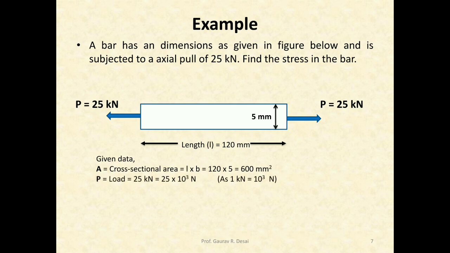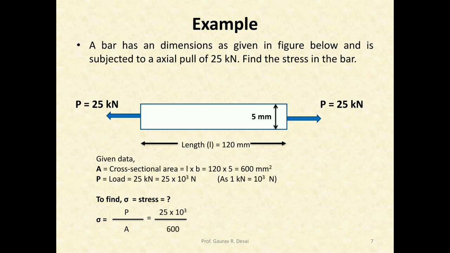We'll convert it into Newton, that is 25 into 10 to 3 Newton, because 1 kilonewton equals 1000 Newton, which means 10 to 3 Newton. So we have to find out stress, that is sigma, so we denote it by a question mark. The formula for sigma is P by A. So we'll put P as 25 into 10 to 3, and A we calculated as 600.